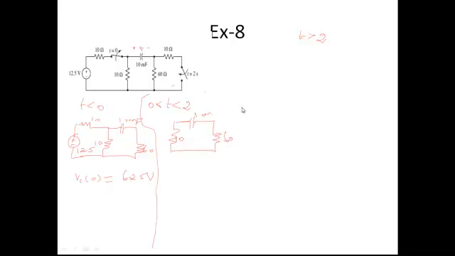Okay. And finally, at t greater than 2 seconds, what will happen? This switch is already open only. So this particular entire circuit will get disconnected, whereas this switch will be closed. So this 10 ohm will also come into the picture now. So your circuit will be like this.